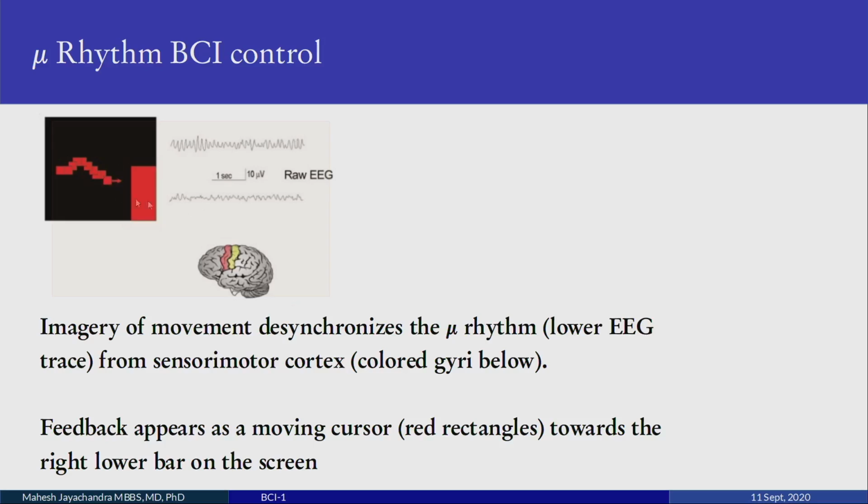Okay. And these are the areas of the cortex. The yellow band is the sensory area, then there's a central sulcus, and the pinkish band is the motor area. So the mu rhythm arises from this area and what we sense in the EEG. So that's why it's the central C3, C4 electrodes. And the imagery of the movement desynchronizes the mu rhythm. Okay? And the feedback is the moving cursor over here.